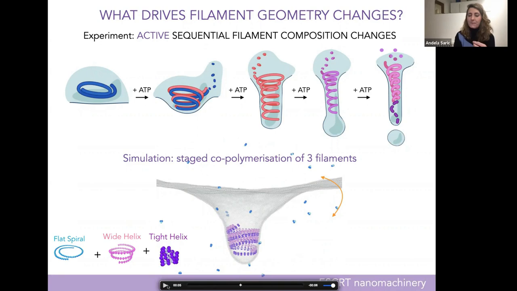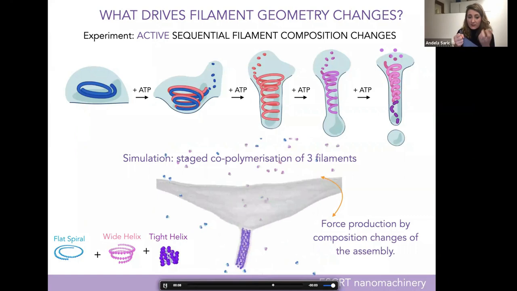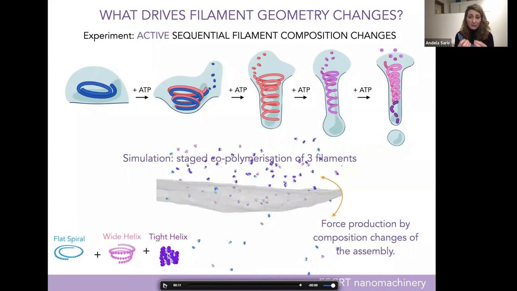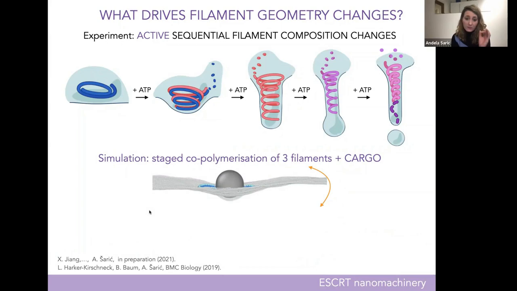And as the tight helix polymerizes, the wide helix is depolymerized, and in that way you can constrict the membrane. But we realized as the last helix depolymerizes, which has been seen in experiments, the membrane just retracts back. So you can reshape the membrane, but you cannot really cut it unless the cargo is present. And that's exactly what they saw in the experiment.